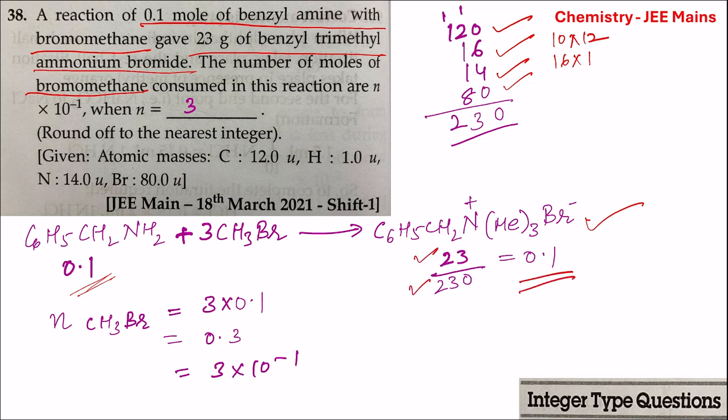Now according to the balanced equation, 1 mole of benzylamine reacts with 3 moles of bromomethane. So 0.1 moles of benzylamine will react with 3 into 0.1, that is 0.3 moles of bromomethane. This can also be written as 3 into 10 to the power minus 1 moles. So the value of n is 3.